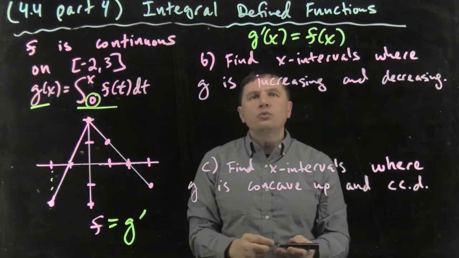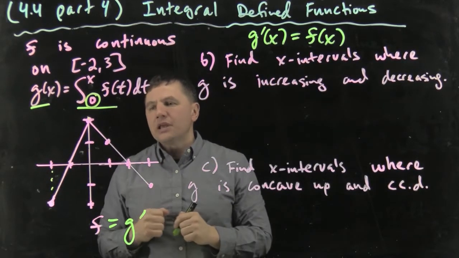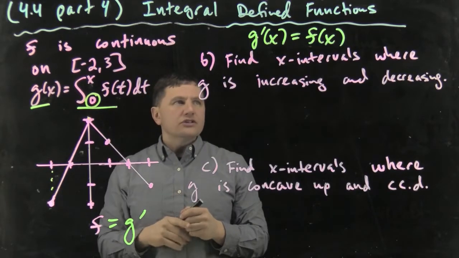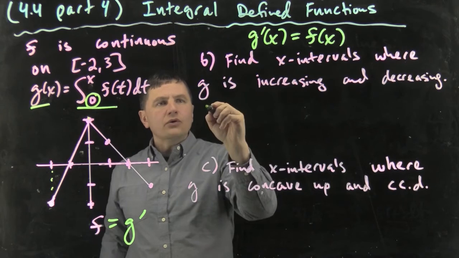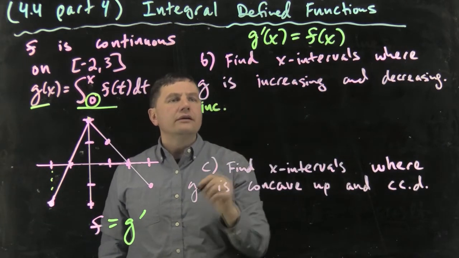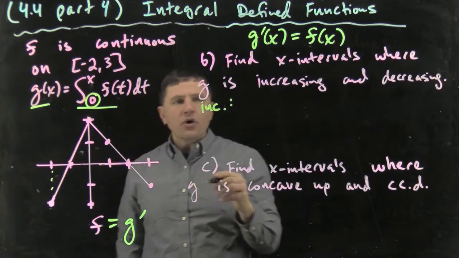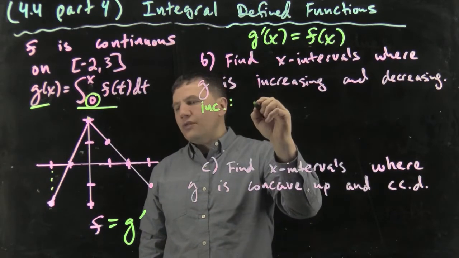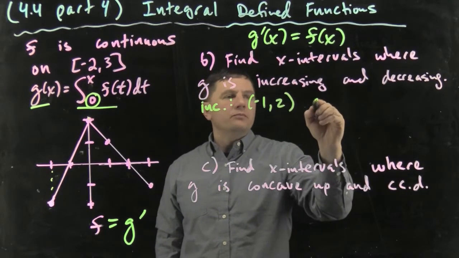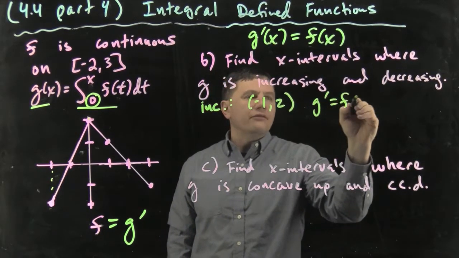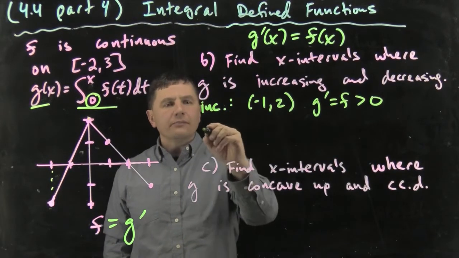Okay, find intervals where g is increasing and decreasing. So now we recognize that this thing is the derivative. It's very straightforward. When the derivative is positive, g will be increasing. So we're increasing whenever g prime is greater than 0. So that is going to be -1 to 2, and that is because g prime, which is equal to f, is greater than 0, and that is it. We are done with increasing.